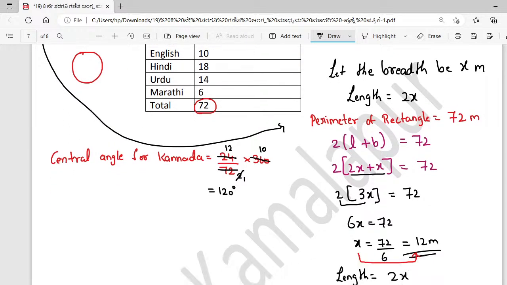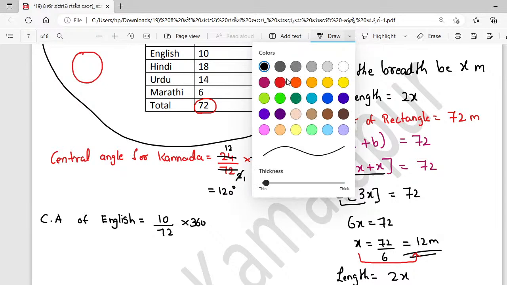Okay, let us go with the second language, that is what? English. So now I'll write directly, that is the central angle of English. Same thing, first write down the number of students of English. How many? 10. Divided by total students, how many? 72 into 360. Why 360? Because the pie chart is drawn circular in shape and the total angle of a circle is 360. Therefore, the calculation remains the same.